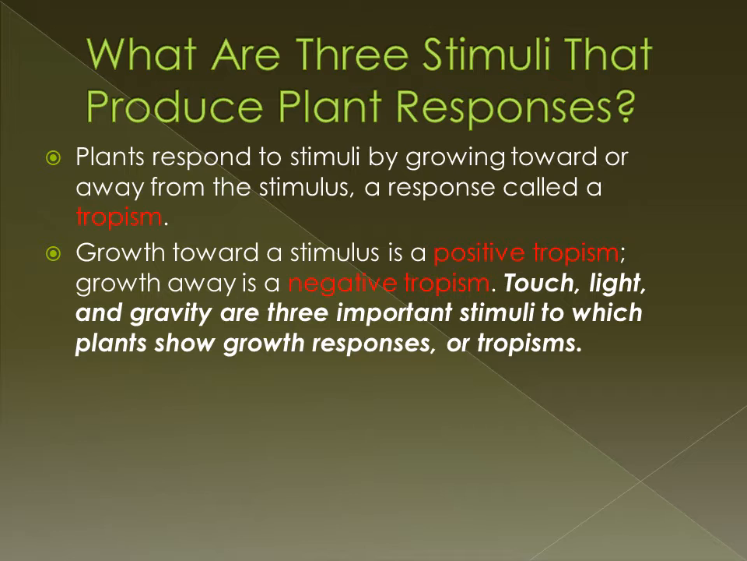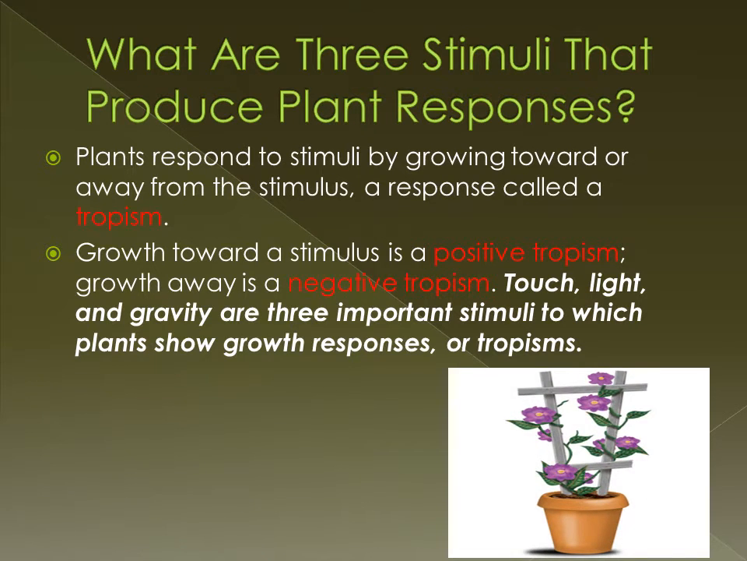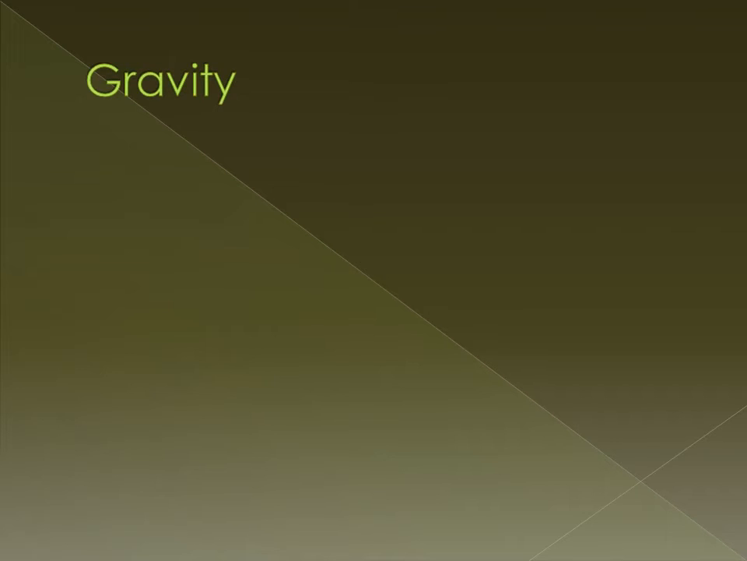So we will discuss one by one. Again, tropism means a plant's response towards a stimulus. Positive tropism means plants growing or responding towards the stimulus, and a response away from the stimulus we call negative tropism. Some stimuli are touch, light and gravity. We are discussing them one by one now. First of all, gravity.